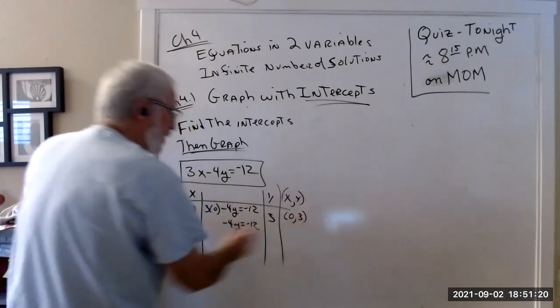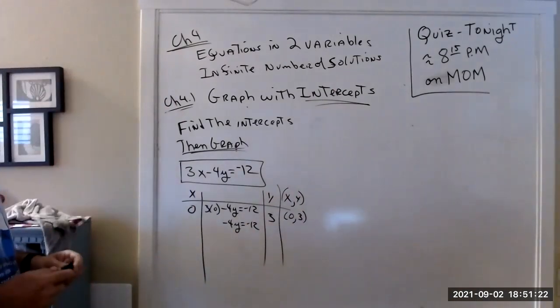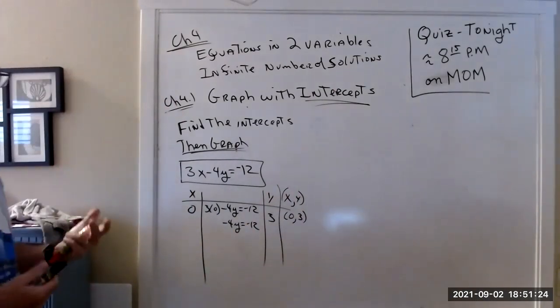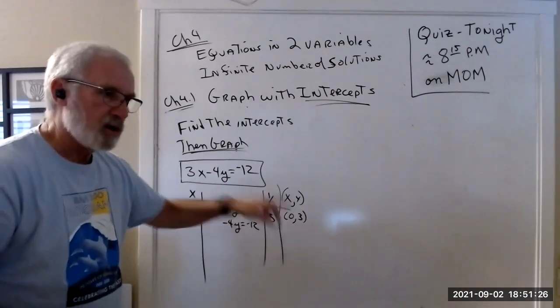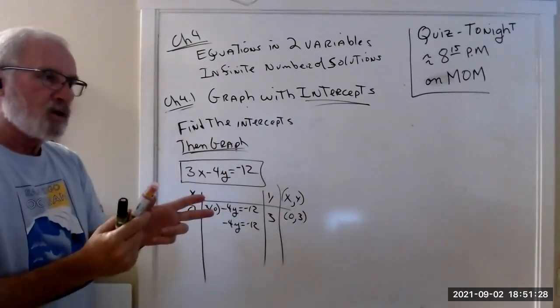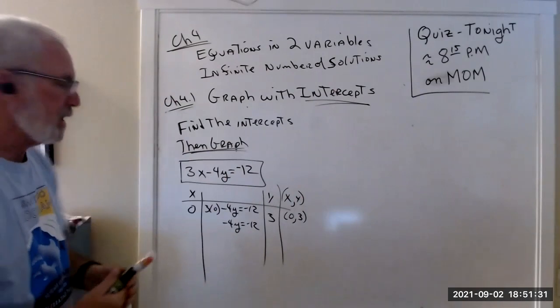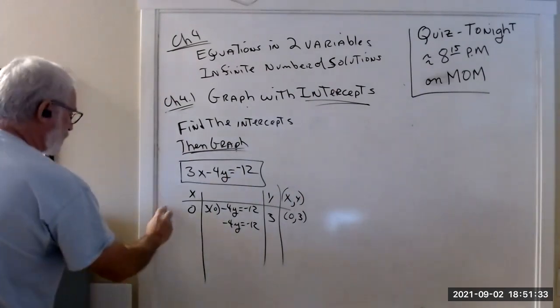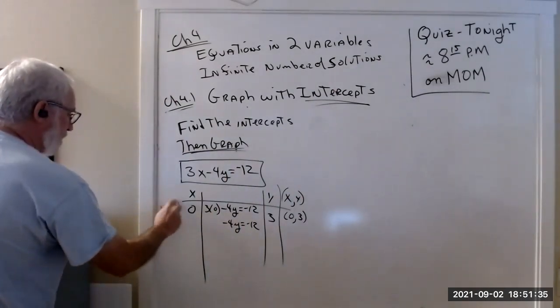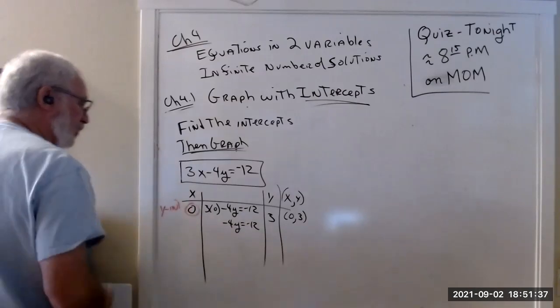That is an intercept. Now, it's the y-intercept. How do I know? Because x is 0. There's that kind of reversal. When x is 0, it's the y-intercept. So this is the y-intercept. Okay, because I said x is 0.